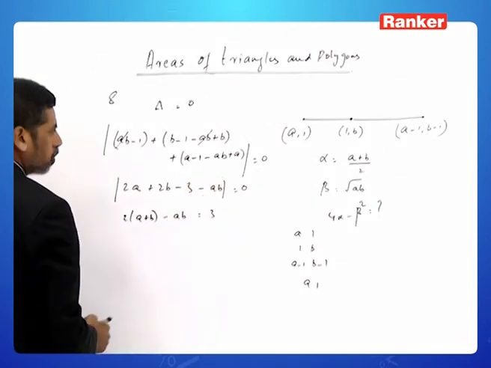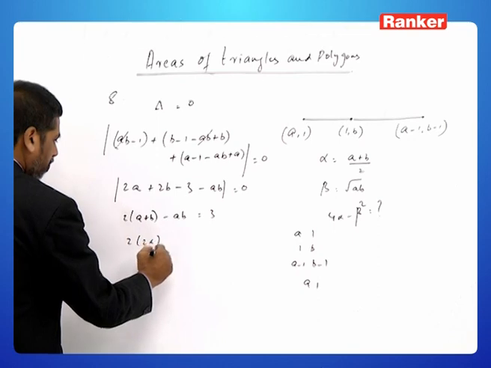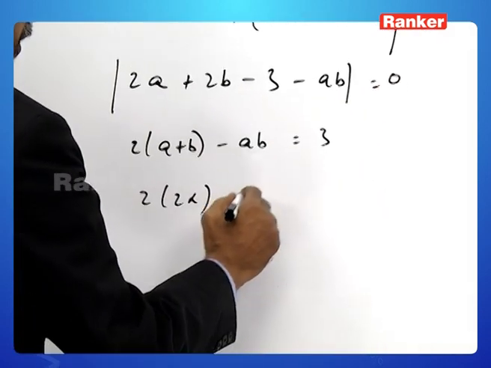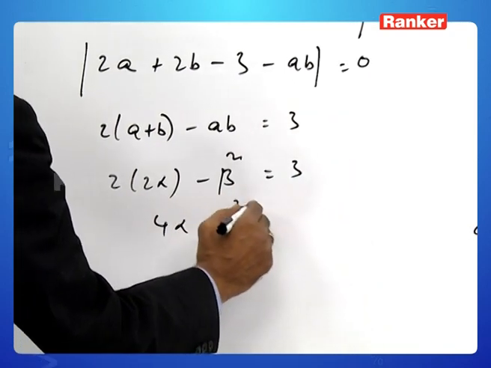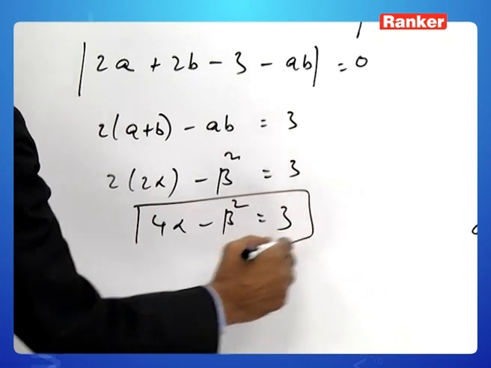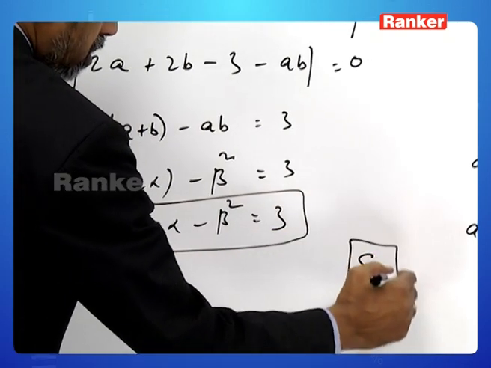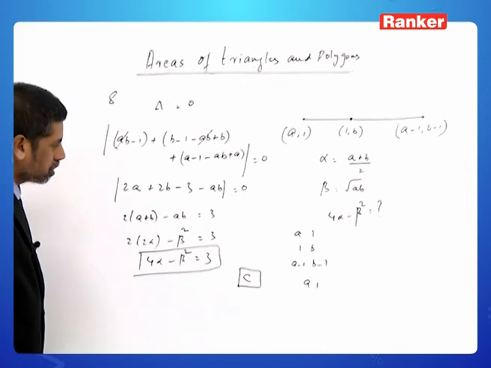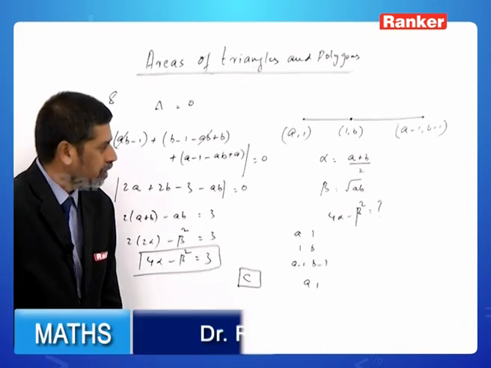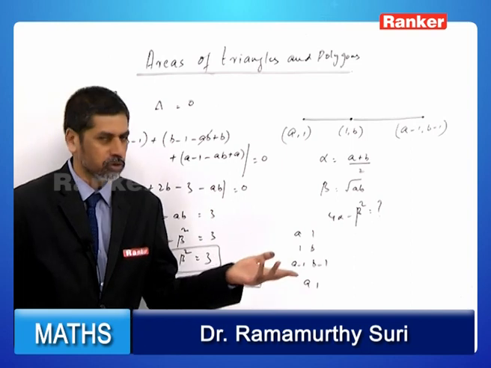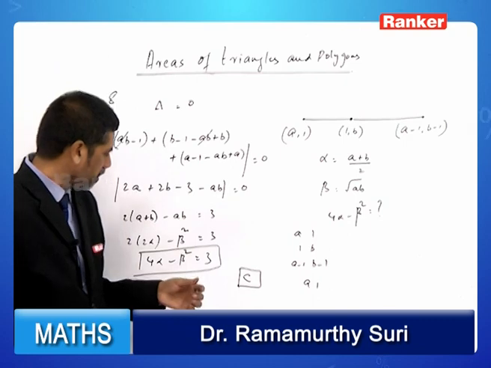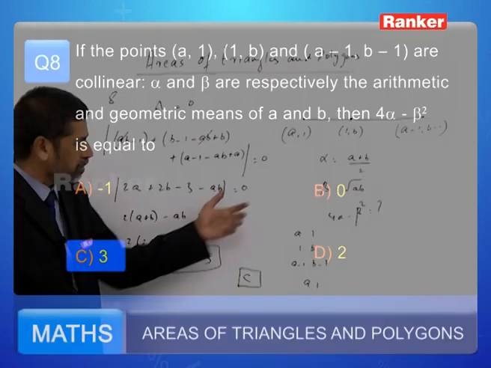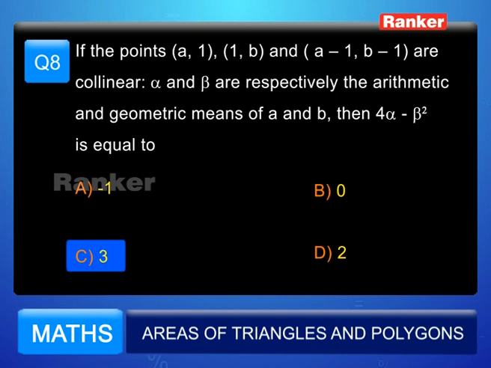But a plus b is equal to 2 alpha. So 2 into 2 alpha, ab will be beta squared. So you'll get 4 alpha minus beta square is equal to 3. And you can find that option C is correct for this problem. So it's a straightforward situation where you must know the collinearity rule. Of course, you can also come through slopes, but anyway, getting this equation is very, very critical. And then use this arithmetic mean, geometric mean knowledge and then calculate the answer. So C is the correct answer.